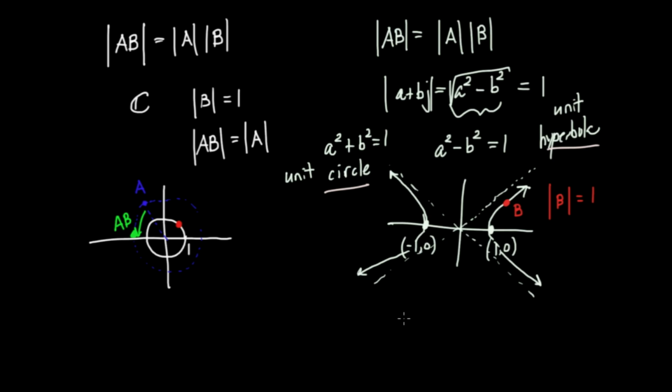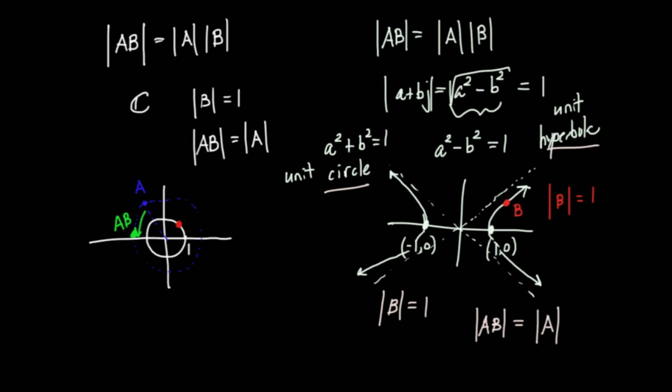And just like in the complex numbers, if I select B such that the magnitude of B is 1, that is, I pick some B on the unit hyperbola, any one of these points on the unit hyperbola can serve as a candidate for B. I have this property up here, that the magnitude of AB is equal to the magnitude of A times the magnitude of B, but I selected the magnitude of B to be 1, so the magnitude of AB is equal to the magnitude of A.